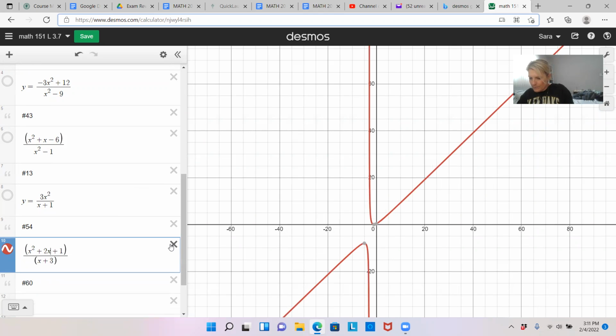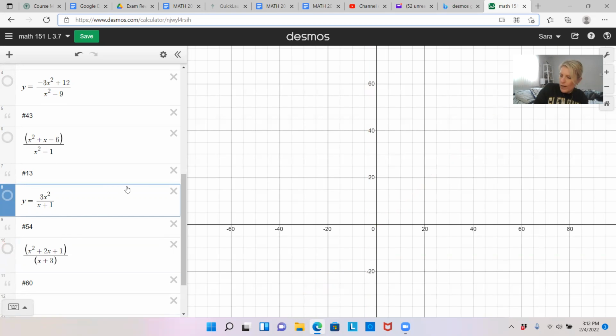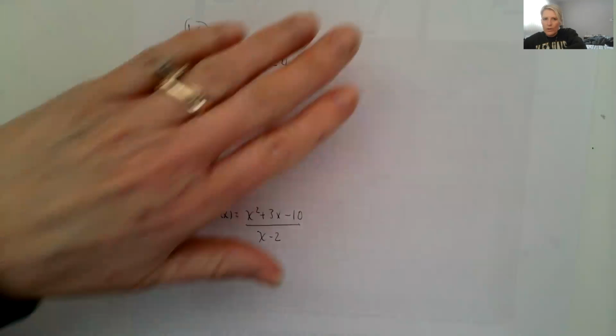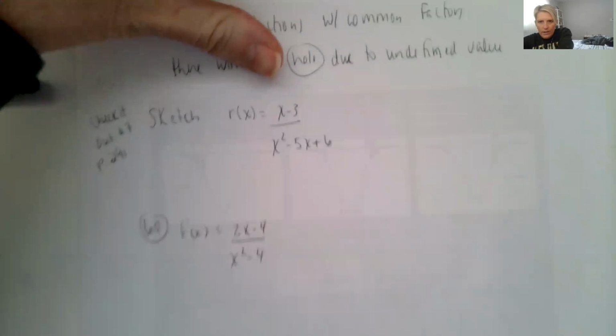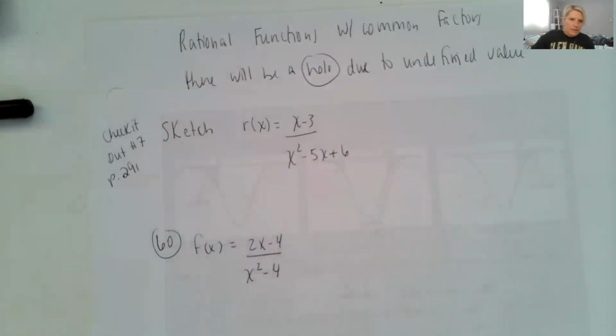Awesome. Okay, so two last problems here, and they are to do with rational functions with common factors. When you have rational functions that have common factors, it's going to create a hole where there's an undefined value. So let's look at the Check It Out on number 7 on page 291.